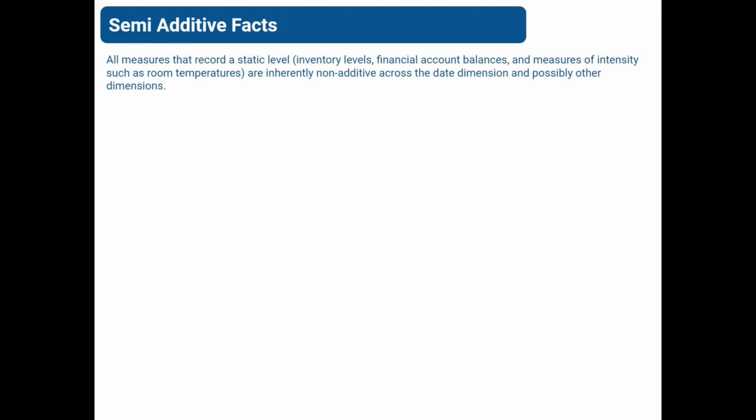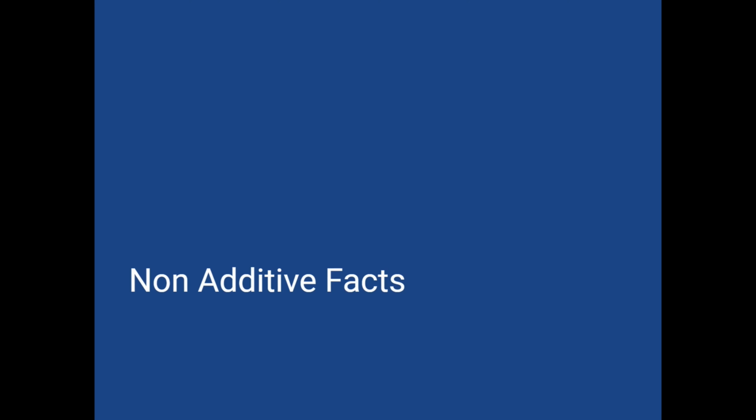All measures that record a static level, inventory levels, financial account balances, and measures of intensity such as room temperature are inherently non-additive across the date dimension and possibly other dimensions as well. In these cases, the measures may be aggregated across dates by averaging over number of time periods. Now let us discuss the non-additive facts.